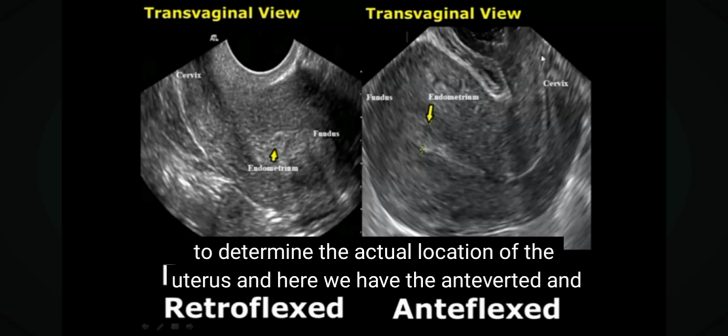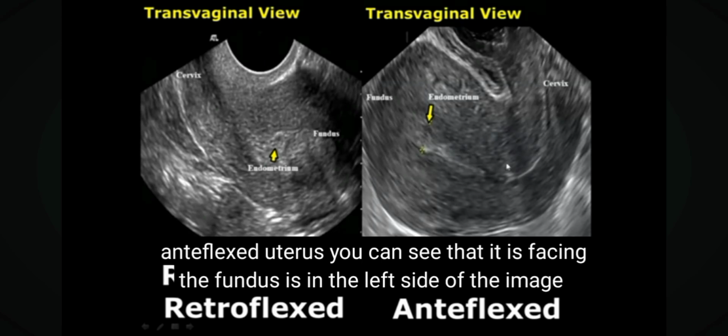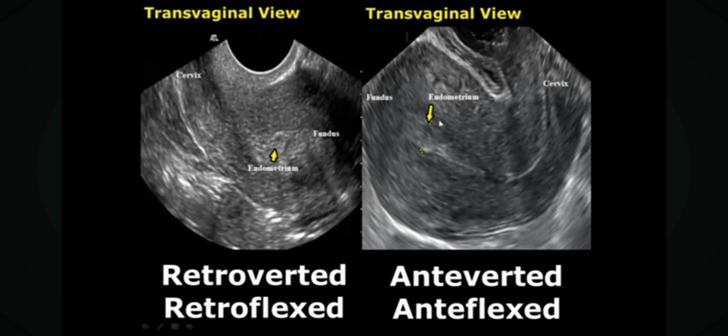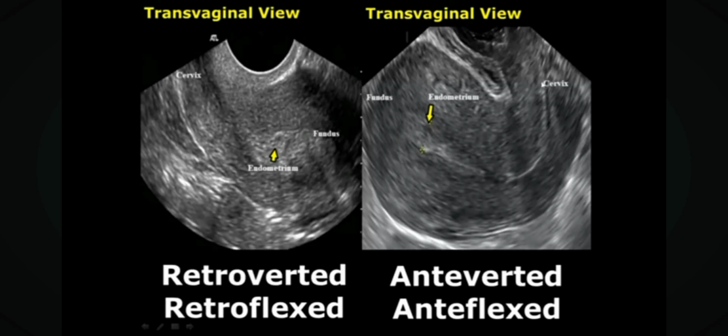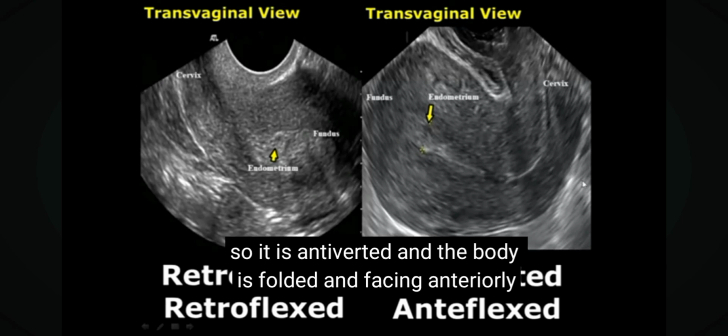And here we have the anteverted and anteflexed uterus. You can see that the fundus is on the left side of the image because it is facing anteriorly, and the cervix is also facing upward, so it is anteverted, and the body is folded and facing anteriorly.